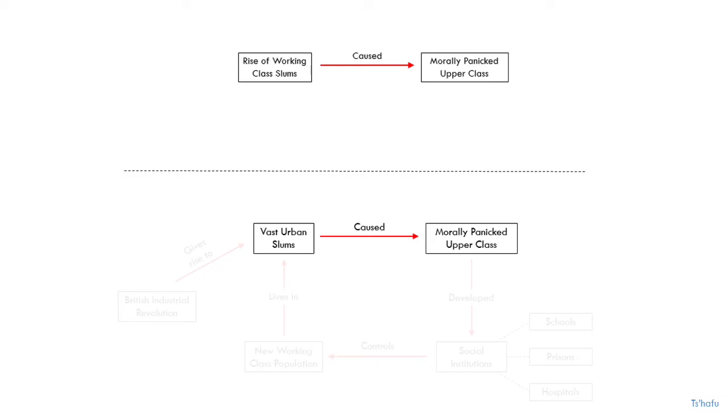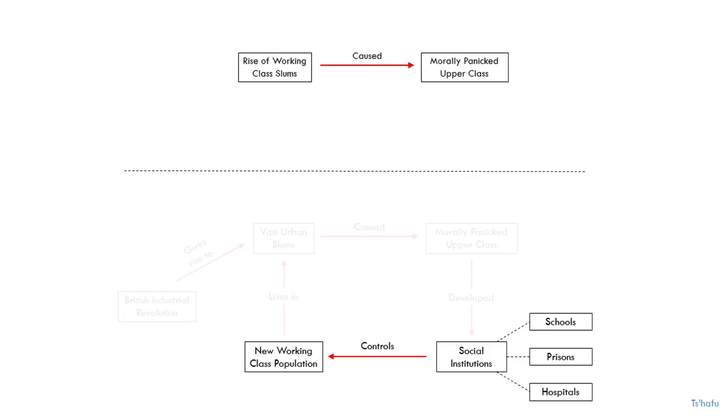Now, that is not the only thing we did. If you now ask yourself, well, what is the destination? What is the premise? What is the ultimate place that the author is trying to take you to in the thesis above? Well, it's this. The rise of the working class slums caused the morally panicked upper class. That is the premise. That is the point the author wants you to accept. Is it the same in the thesis below? No. Below it is that social institutions control the new working class population. That is the goal. That is what the author wants you to accept.